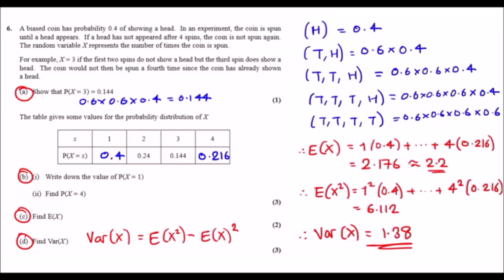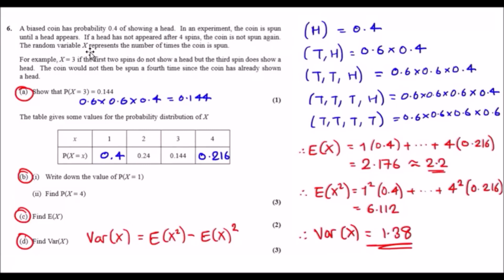We're almost done. Now let's do 6. So a biased coin has probability 0.4 of showing a head. So let's keep that in mind. In an experiment, the coin is spun until a head appears. If a head has not appeared after 4 spins, the coin is not spun again. So this is something to keep note of here. So we're trying to see the number of times we get a head. Well, the time we get a head, then we'll stop.